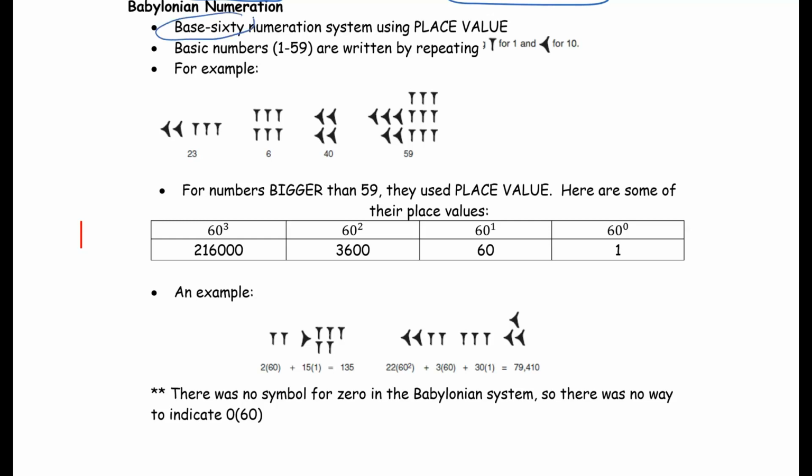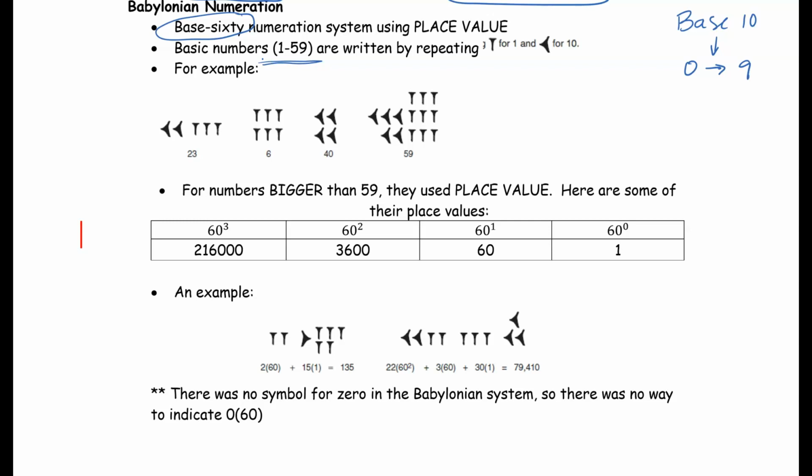So keep in mind, in our system, we have base 10. We use digits 0 through 9, which is actually 10 digits when you count those out. So for base 60, they use digits 1 through 59. They actually didn't have a symbol for 0 in the Babylonian system. So that was definitely a downside to using this system.